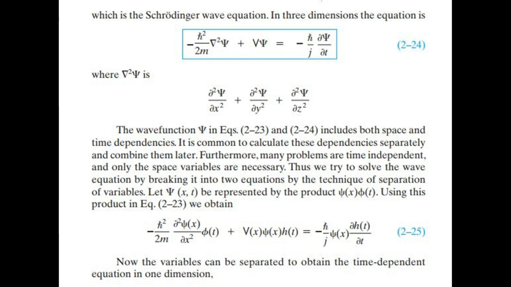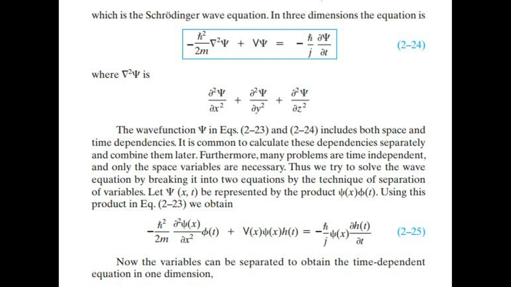In 3 dimensions the equation is: the wave function in EQs 223 and 224 includes both space and time dependencies. It is common to calculate these dependencies separately and combine them later. Furthermore, many problems are time independent, and only the space variables are necessary. Thus we try to solve the wave equation by breaking it into 2 equations by the technique of separation of variables. Let Ψ(x, t) be represented by the product ψ(x)f(t).